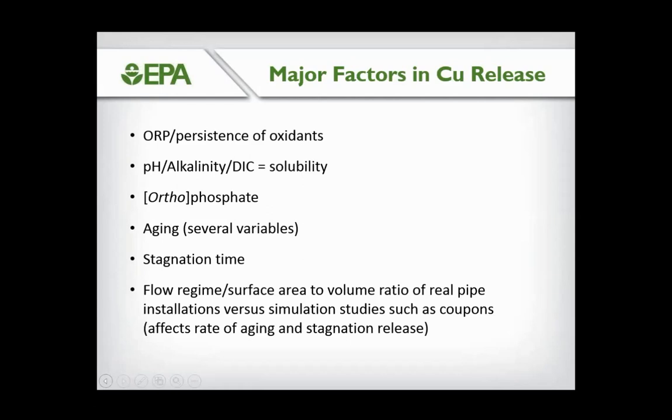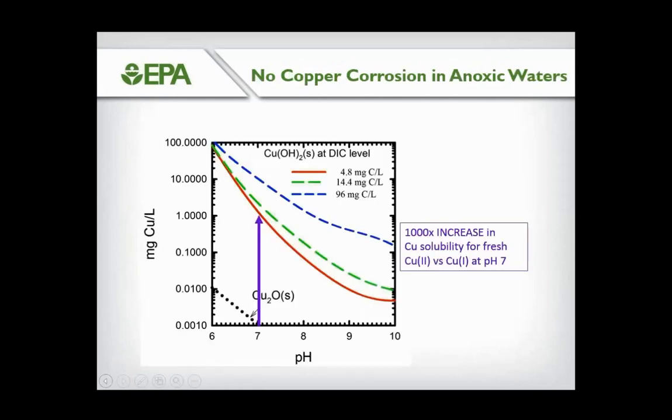And also the surface area to volume ratio of the real pipes matters because that affects the aging process and the on-off operational patterns of the pipes as well. They age faster when there's more on-off kinds of situations. One example here just shows in copper 1, a typical anoxic groundwater, very low solubility, but for instance, if you need to introduce disinfection to a system that's never had it before and you get copper 2 instead of copper 1, you can get even a 1,000-fold increase in copper solubility at pH 7 between copper 1 and copper 2, depending on the carbonate level.